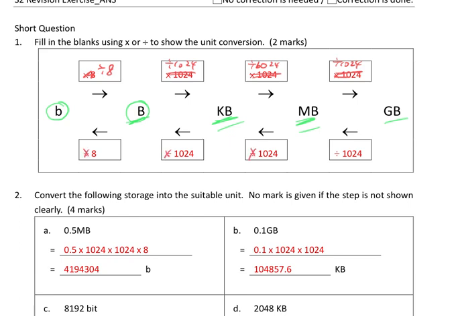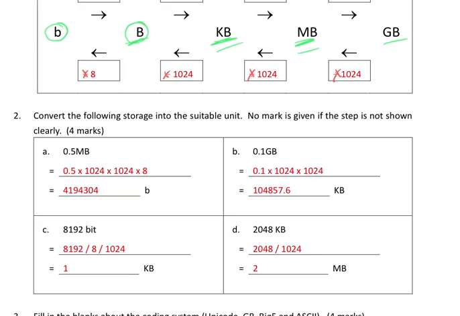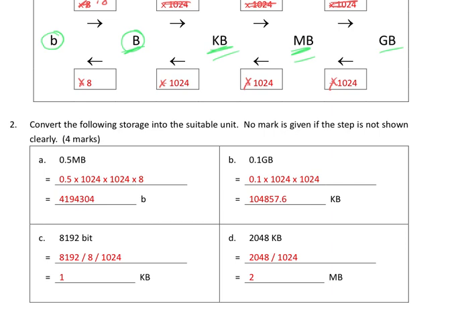Okay, that means from bytes to bit, we should multiply by 8. Kilobyte to byte, we should multiply by 1024, and for the rest also multiply by 1024. Alright, and then for the second part, we will do some calculation.